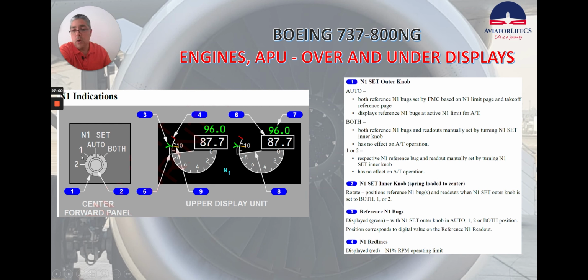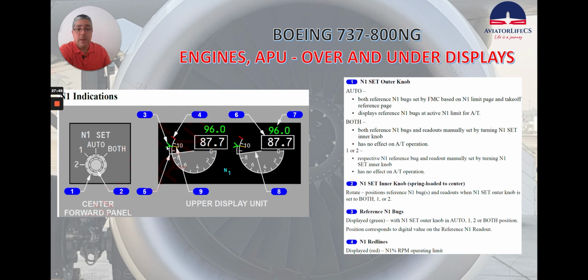If we select 1 or 2, respective N1 reference box and readout are manually set by turning N1 set in and off, again, has no effect on auto throttle operation. Number 2 here is the N1 set in and off, spring loaded to center. If we rotate it, it positions reference N1 box and readouts when N1 set auto and off is set to both, 1 or 2 positions. Now let's talk about the reference N1 box here.